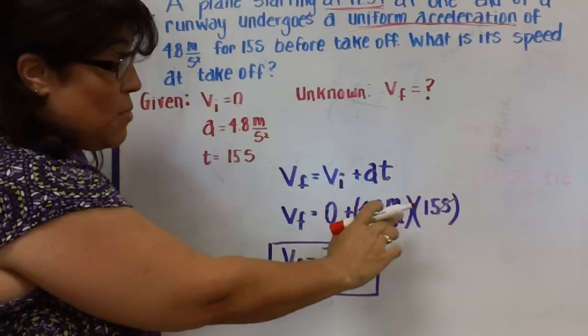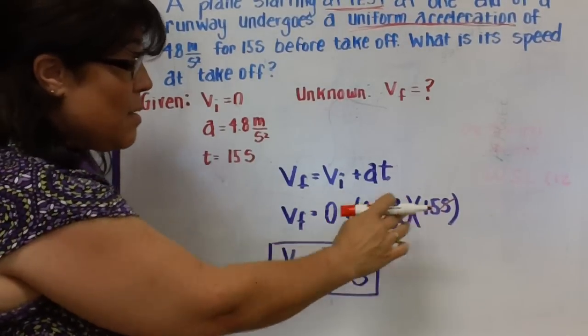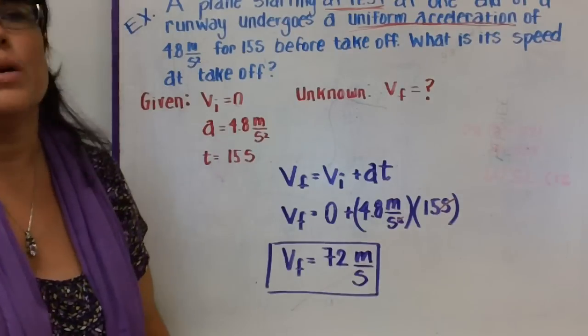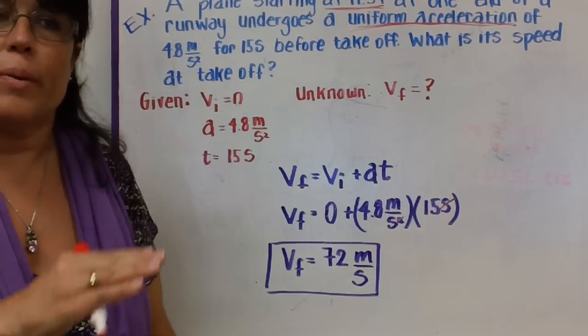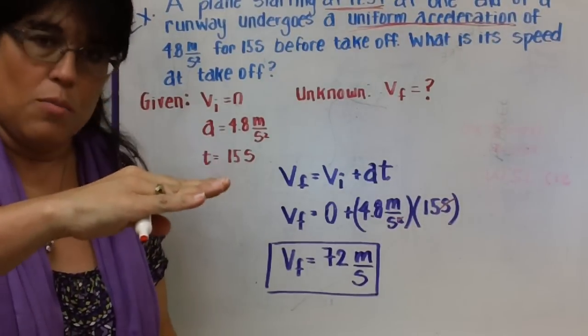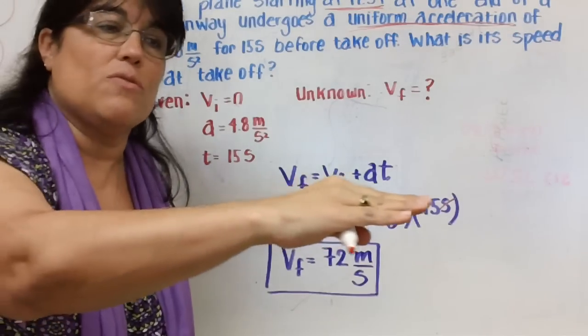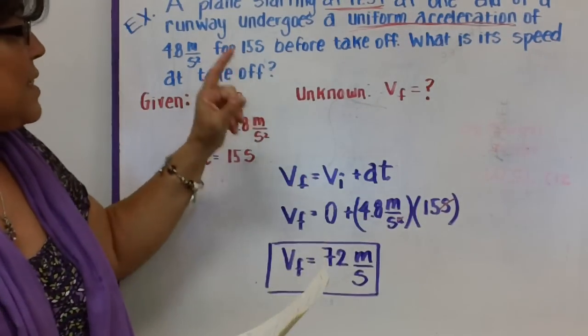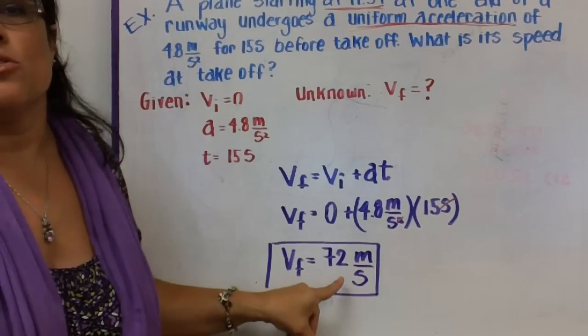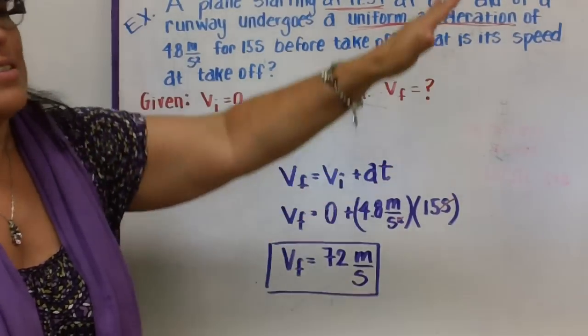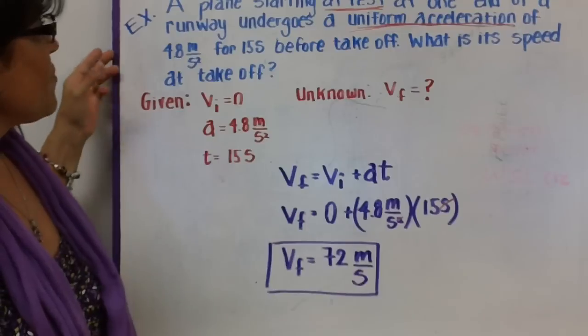So if we plug this number into our calculator, 4.8 times 15, we end up with 72 meters per second. So this airplane starts at 0, it's not moving, it gets faster and faster and faster for 15 seconds, and it finally reaches 72 meters per second, then it's fast enough it's going to start taking off.